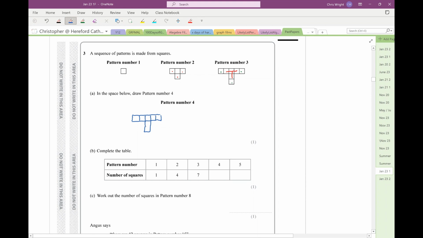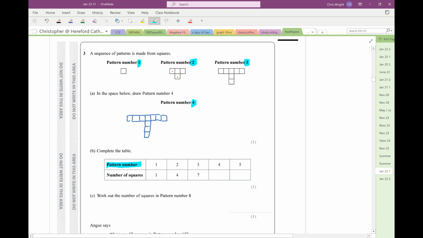Now that's pattern 3. So pattern 4 will be pattern 3 with an extra one here, an extra one here, and an extra one there. Complete the table. Let's have a look. Pattern number. Look, that's this. Pattern number 1, pattern number 2, pattern number 3, pattern number 4.